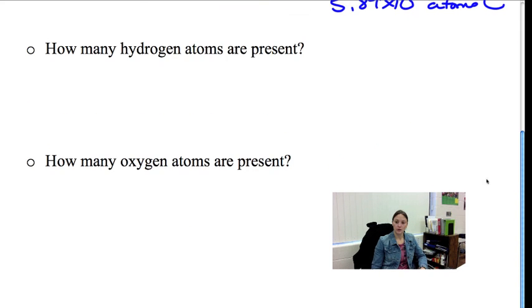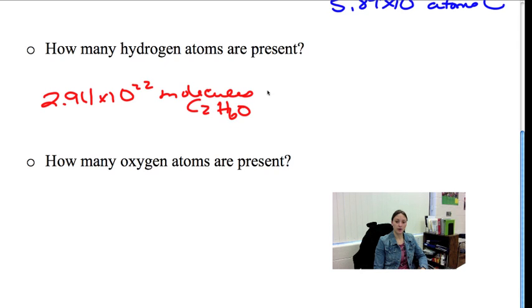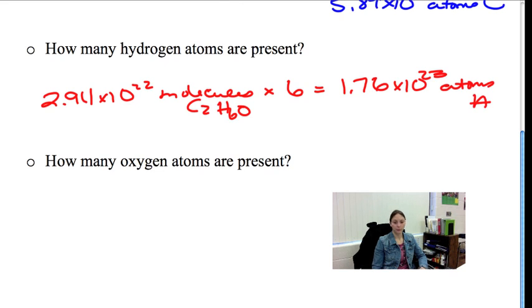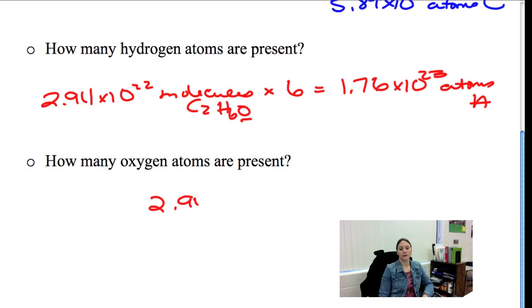So then when we look at the next two, we take that same number, 2.94 times 10 to the 22nd molecules of the whole thing. And how many hydrogens are there? There are 6. Multiply it by 6, and we get 1.76 times 10 to the 23rd atoms of hydrogen. Same thing for oxygen. What's nice about oxygen is there's only one O in the C2H6O, so it's just 2.94 times 10 to the 22nd atoms of oxygen. And that's it.